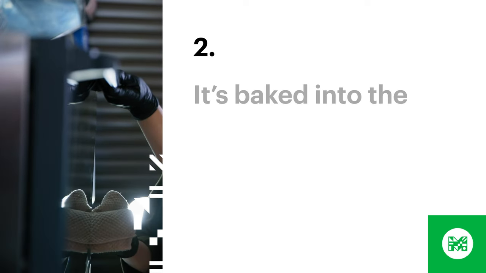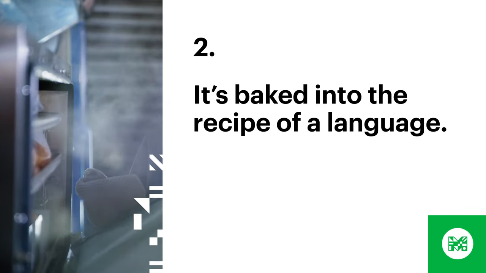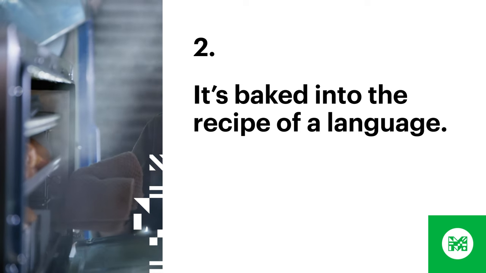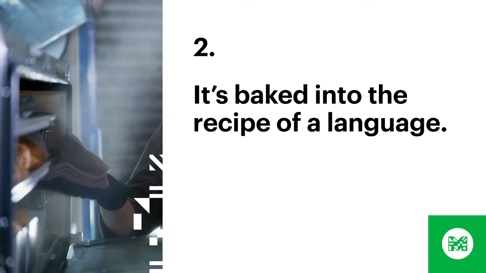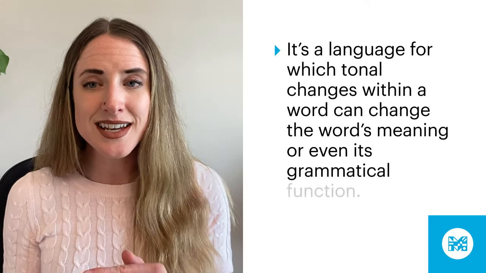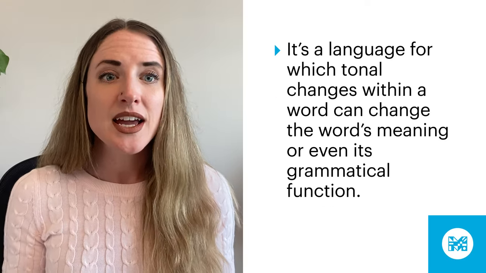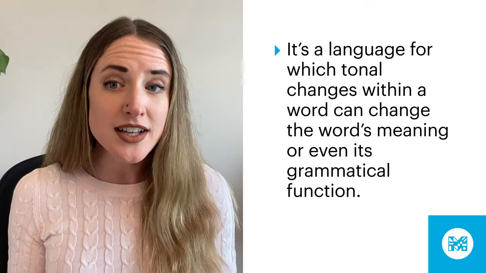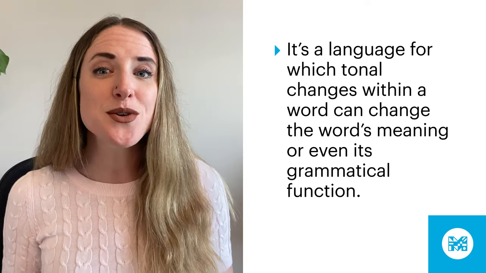That brings us to path number two. Unbeknownst to some language speakers, there are a ton of languages for which the prosodic feature of pitch is actually meaningfully contrastive. Yes, we are talking about tonal languages like Mandarin Chinese or Hausa, a Nigerian language. So what is a tonal language? It's a language for which tone, that is distinct variations in pitch, within a word can change the word's meaning or its grammatical function. Fun fact, most tonal languages have between 2 to 3 different tones. Some have up to 5.